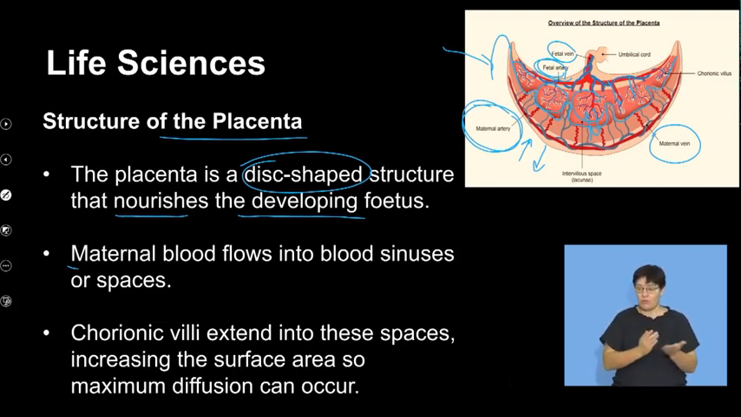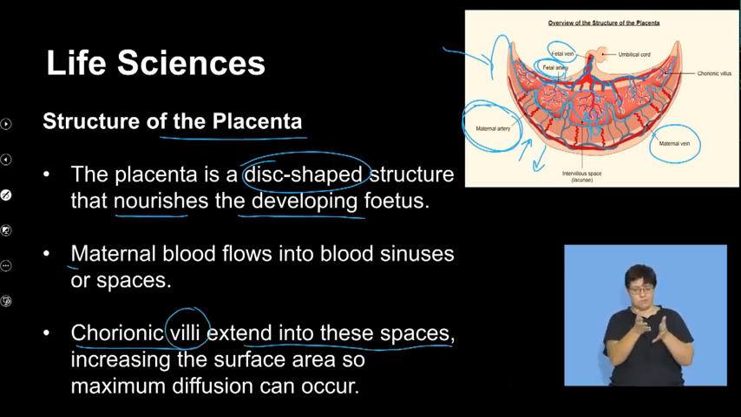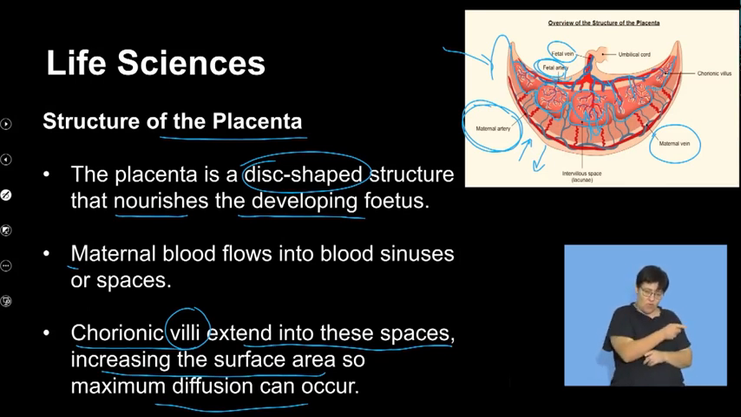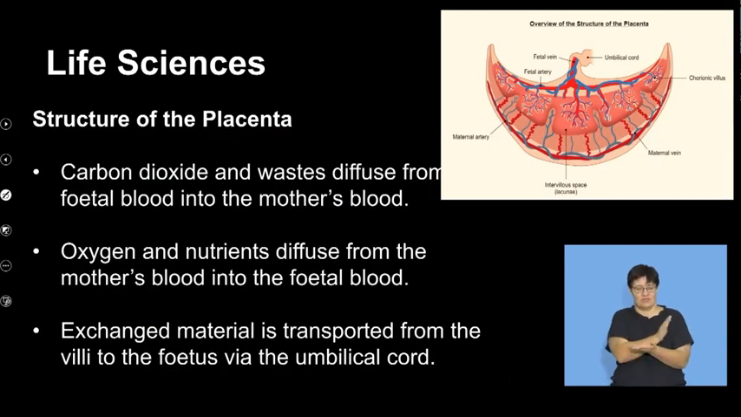This happens through extensions called chorionic villi. So these finger-like projections extend between the spaces, and these allow for an increased surface area and maximum diffusion of nutrients between the maternal blood supply as well as the fetal blood supply. And this is what facilitates the exchange of nutrients between them.